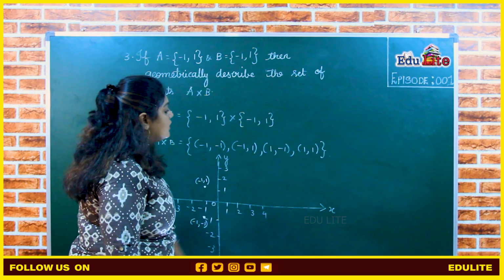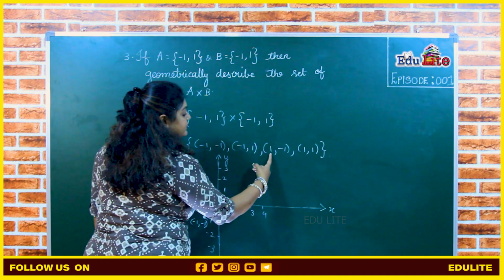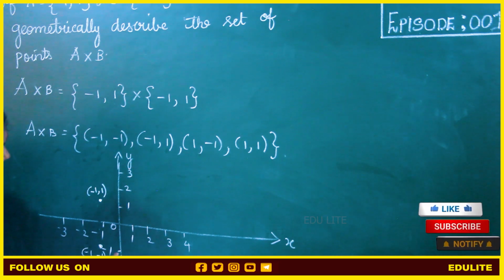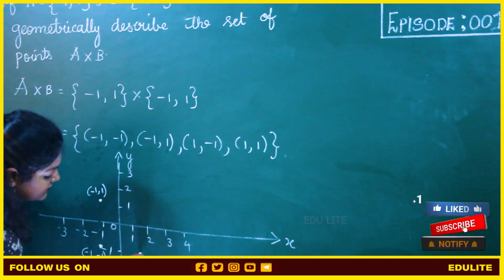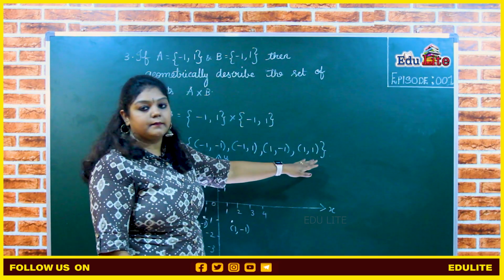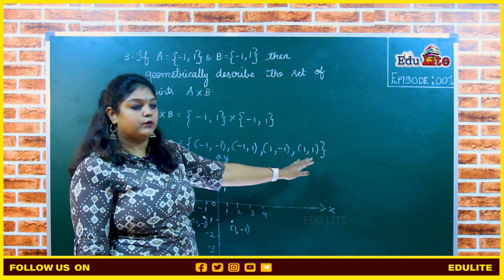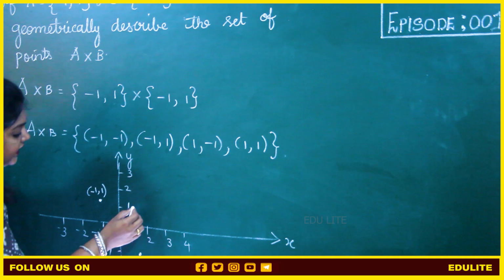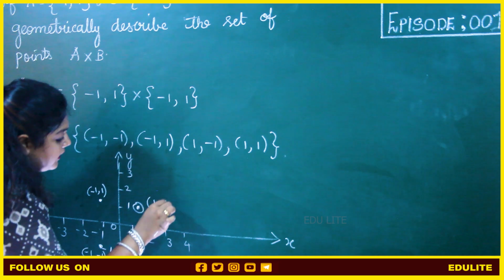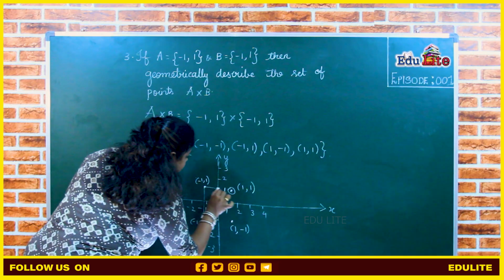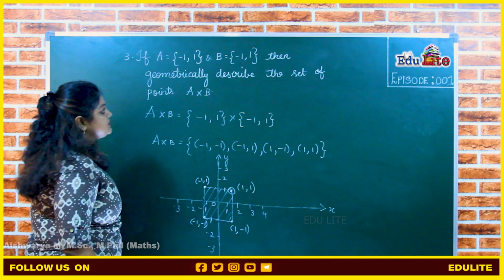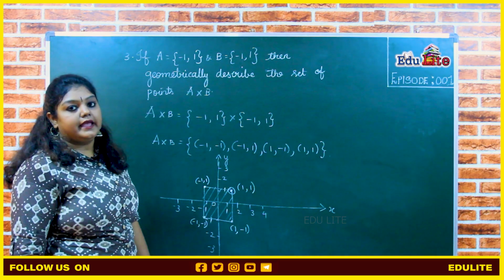And the third pair is (1, -1). The x value is 1 and the y value is -1. X value 1 is here and y value -1 is here. So we'll plot at this point, which is called (1, -1). And the fourth point is (1, 1). In this, both the values of x and y are 1. So we plot at the point where x is 1 and y is 1. Joining all these points, this is called the geometric representation of A cross B.